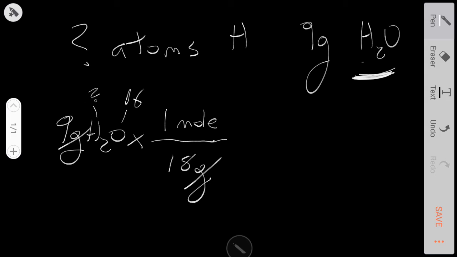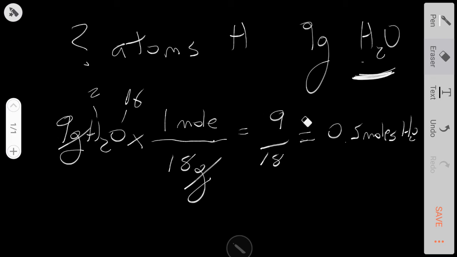Cancel these out. This is going to give me 9 over 18, which is half of a mole. If I reduce this, or if you use your calculator, you'll get 0.5 moles of H2O. Alright, I'm now going to erase this area here, so make sure you copy it down or pause the video, copy this down. But I have now figured out that if I have 9 grams of H2O, that means I have 0.5 moles of H2O.